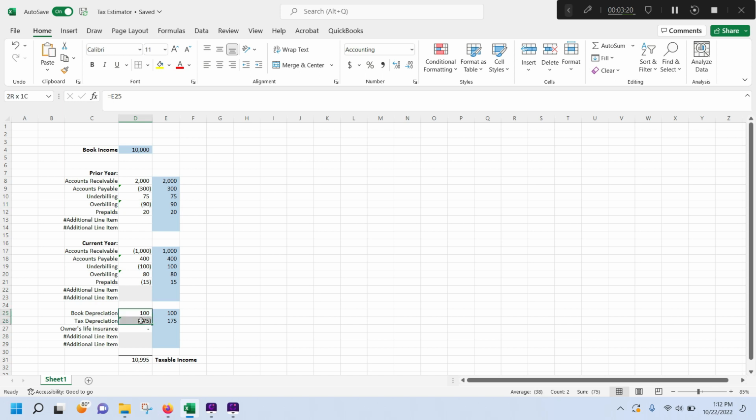And the depreciation here is one of the easier concepts at play to convert from GAAP to cash basis.